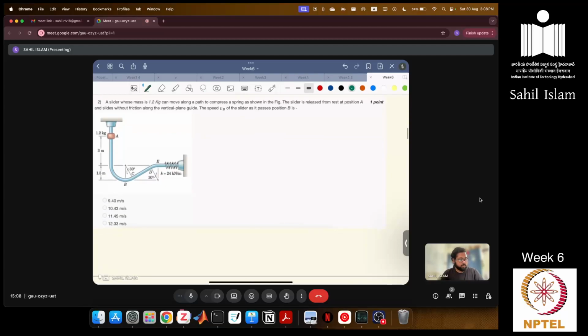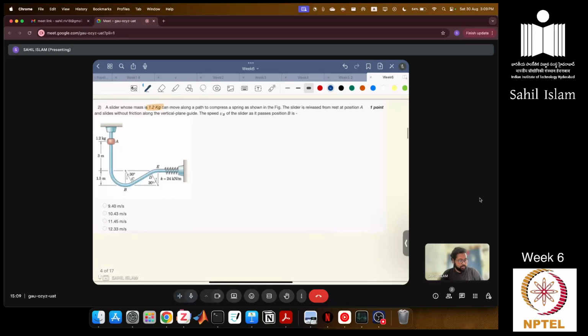Okay, next question. A slider whose mass is 1.2 kg. So this is the slider A, it has mass 1.2 kg. It can move along a path. This is the path. It can move like this and come here to compress the spring as shown in figure. The slider is released from rest at A and slides without friction along the vertical plane guide.